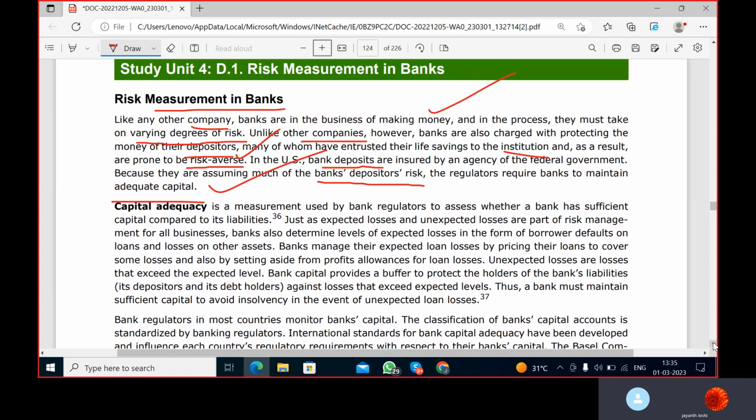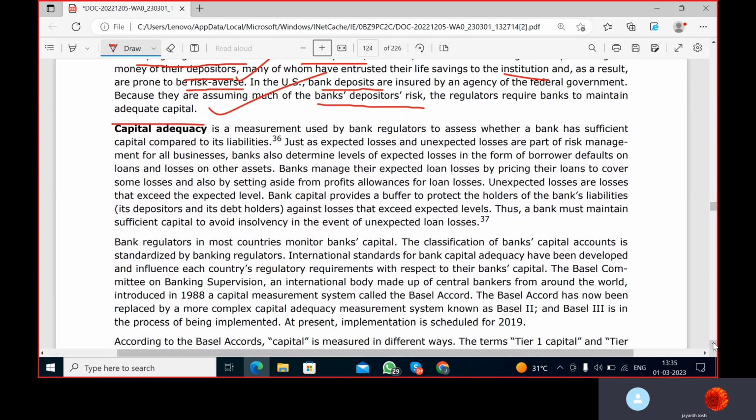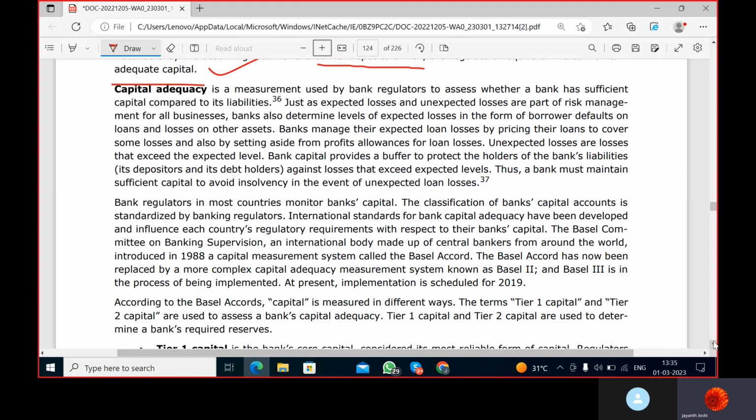Now, depositors deposit their money in the bank, and their money is at high risk. So the regulators want the banks to maintain some adequate capital. So what is this capital adequacy? It's a measurement used by bank regulators to assess whether a bank has sufficient capital compared to its liabilities.